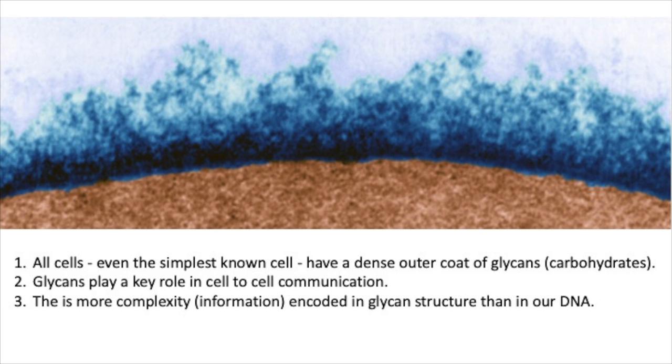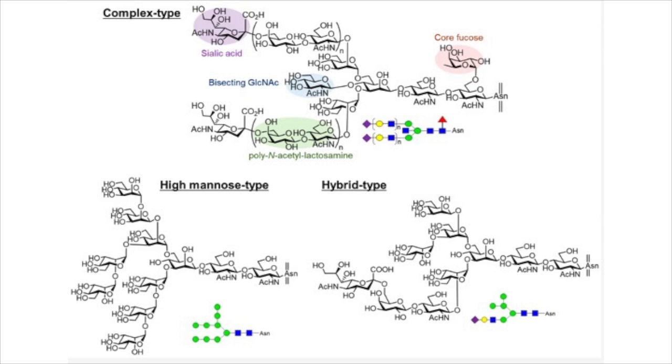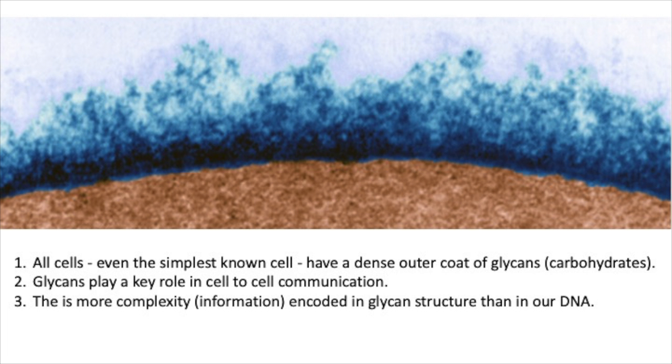Immense numbers of polysaccharides or sugars or carbohydrates stick out of the cell membrane. These are known as glycans. The glycans are crucial for cell regulation and cell communication. All cells we know about, again, even the simplest ones, have a vast array of complex information-bearing glycans covering the surface of their membranes. There's more complexity, which we could also call information, encoded in these glycans than in our DNA. These glycans must also communicate and interact with the lipids of the membrane.